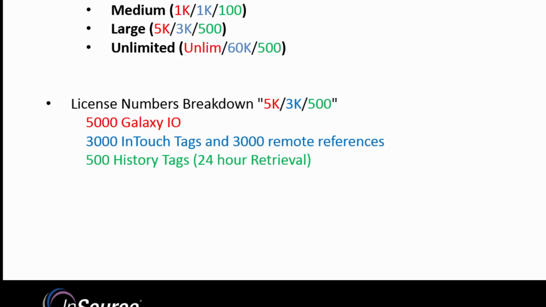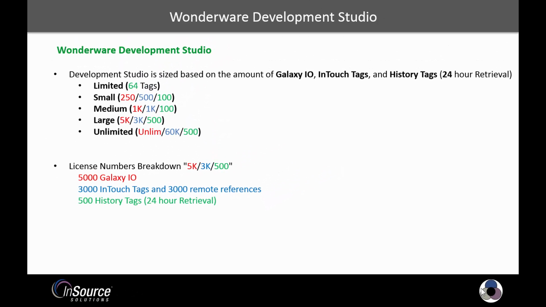However, for these 500 history tags, we can only retrieve a day's worth of information. So we can store as long as a computer has enough hard drive space. But on the retrieval end, we only have a 24-hour window.